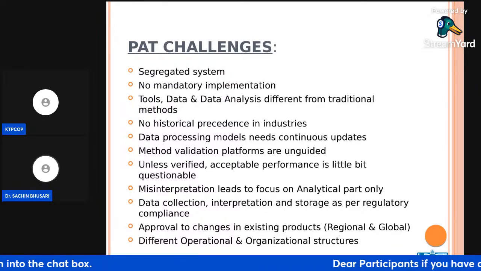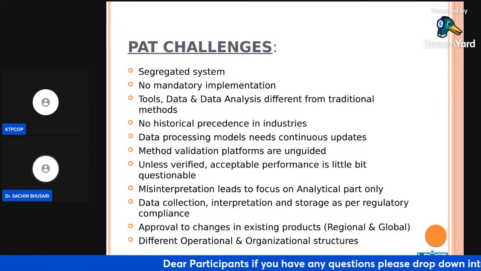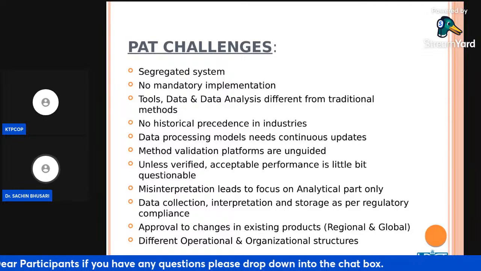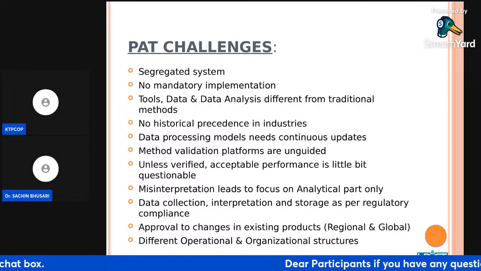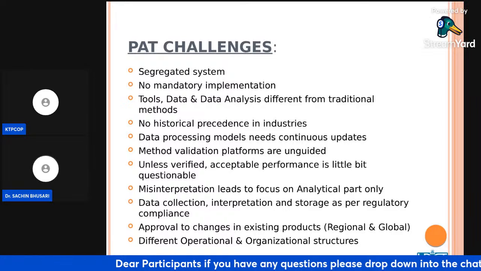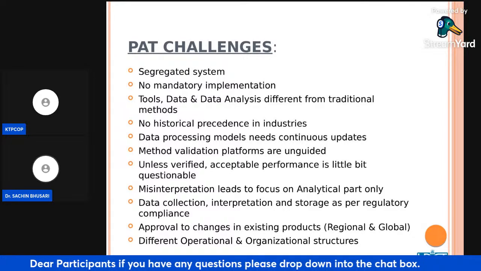When you are using any method online, the validation of that method has some deviation. So guided platforms are right now not available basically. That is another challenge. Now, one of the biggest challenges in this is that unless and until verified, you don't rely upon that data, because acceptable performance is quite questionable. It becomes difficult to verify.